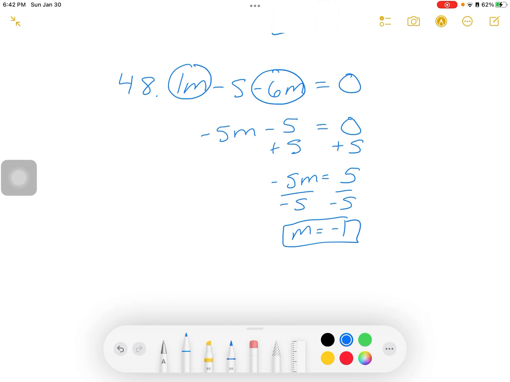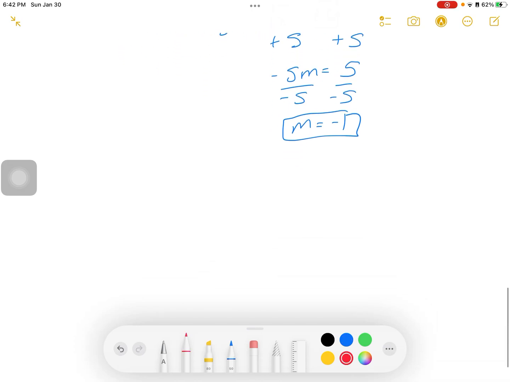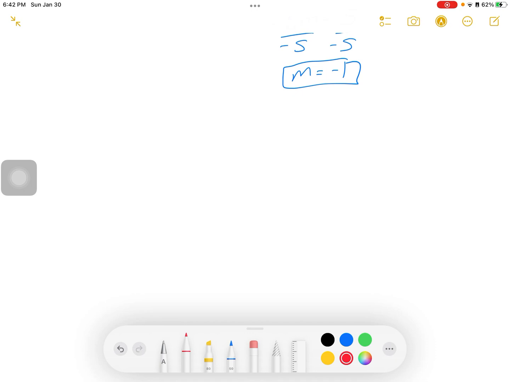So in my calculator now, I would put negative 1 minus 5 minus 6 times a negative 1. And I got 0, so I know that I'm correct. Make sure on your formative you're writing these checks out.